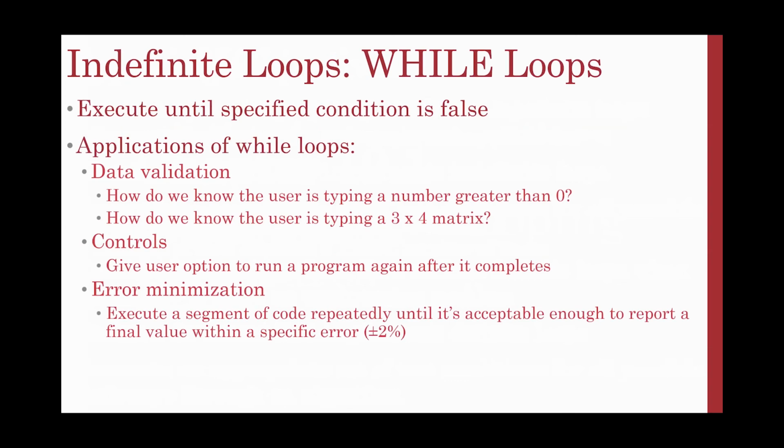Indefinite while loops are executed until a specific condition is false. Applications of while loops are for data validation. How do we know the user is typing a number greater than 0? How do we know the user is typing in a 3x4 matrix? For control, so it gives the user the option to run a program again after it completes. We can also use it for error minimization, so we can execute a segment of code repeatedly until it's acceptable enough to report a final value within a specified error range.